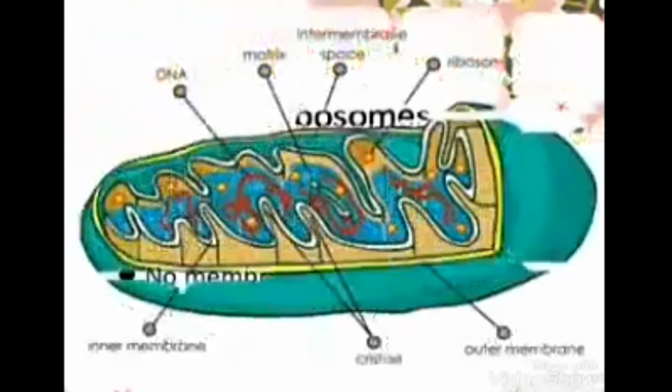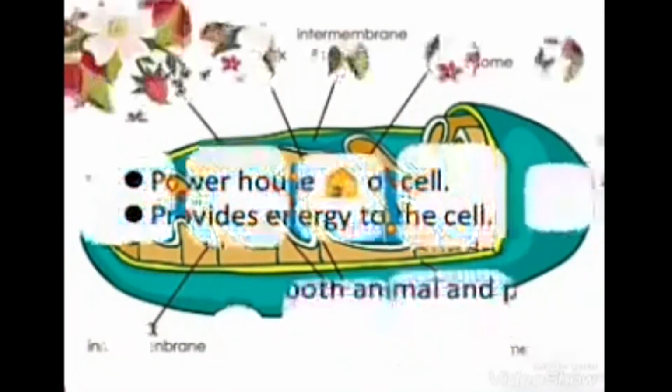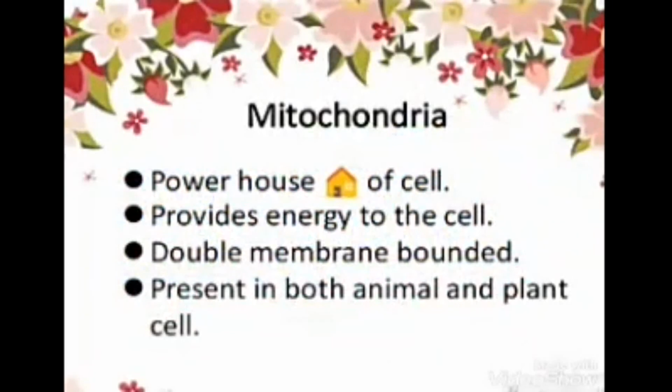Here is the diagram of mitochondria. Mitochondria is a double membrane bounded structure that provides energy to the cell for all its activities. They are considered the powerhouse of the cell. They are present in both animals and plants.